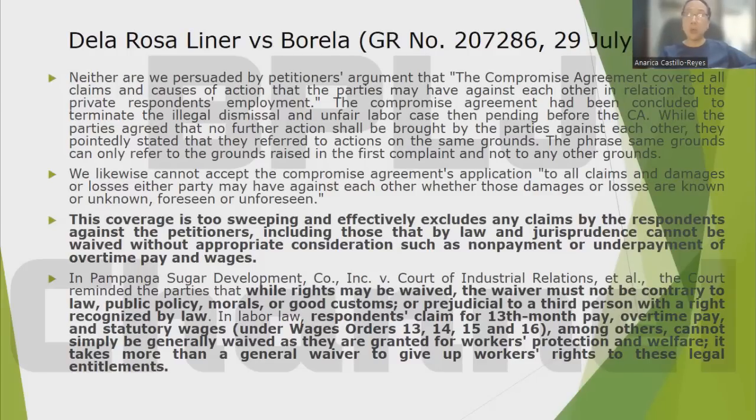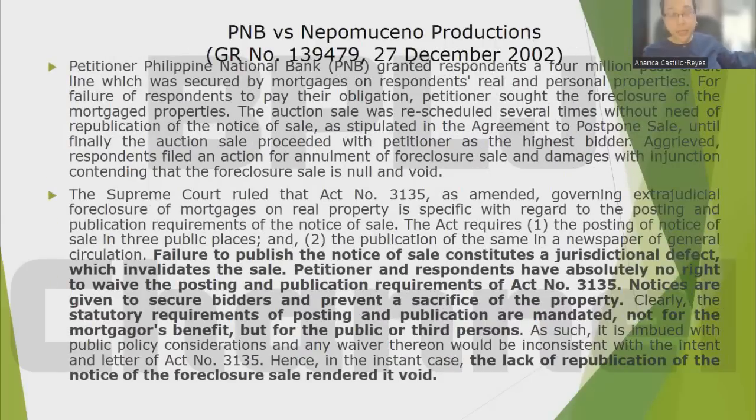Why? Because it is contrary to law. While rights may be waived, the waiver must not be contrary to law, public policy, morals, or good customs, or prejudicial to a third person with a right recognized by law. Respondents' claim for 13th month pay, overtime pay, and statutory wages cannot simply be generally waived as they are granted for workers' protection and welfare. It takes more than a general waiver to give up workers' rights to these legal entitlements.